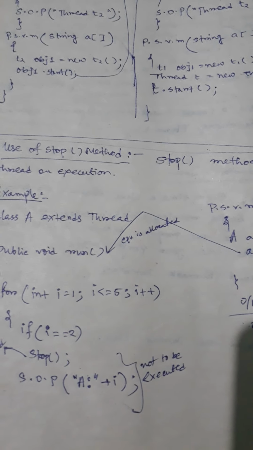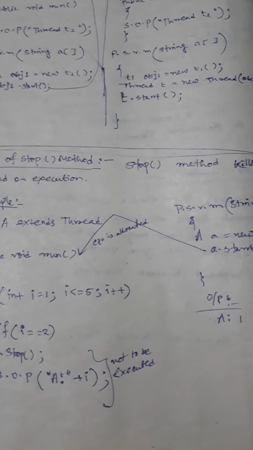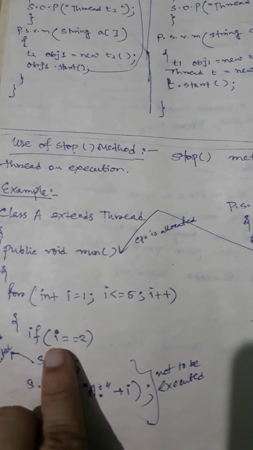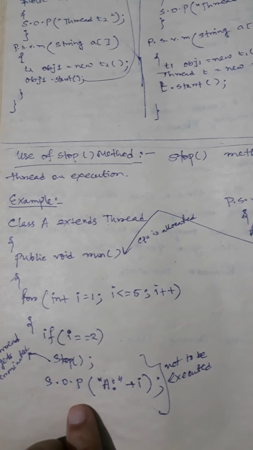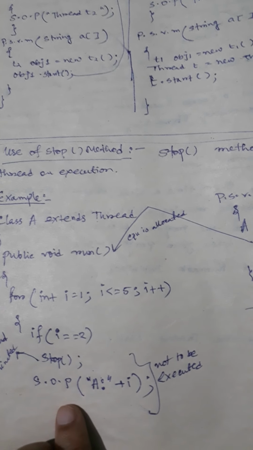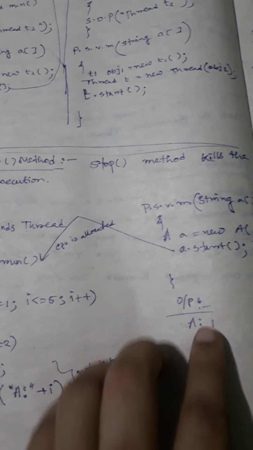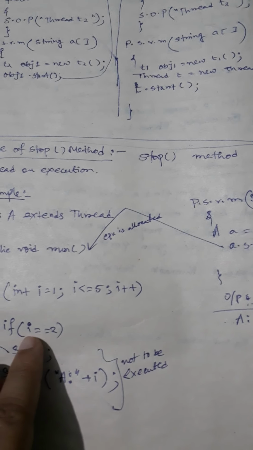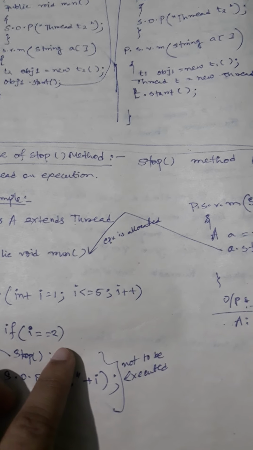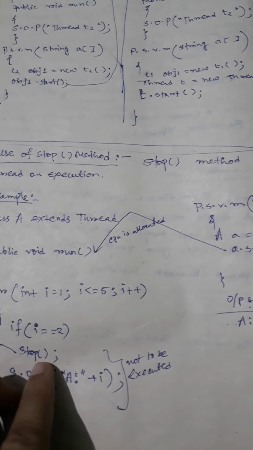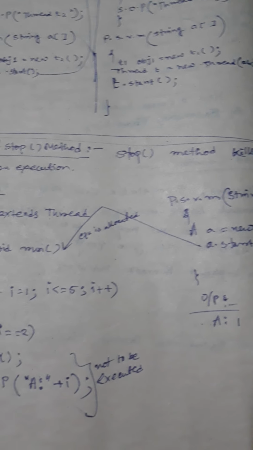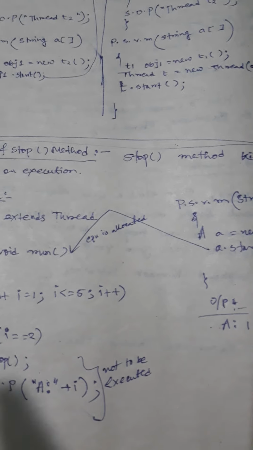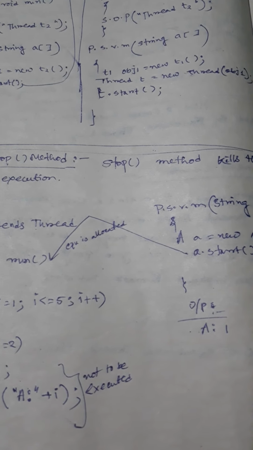The stop method kills the execution of a thread. Here if i equals 2, then if you write stop, it will automatically terminate and not be executed. The output will be 1, because whenever i equals 2, it automatically goes to the stop method. So the stop method is to terminate a thread when it is running.